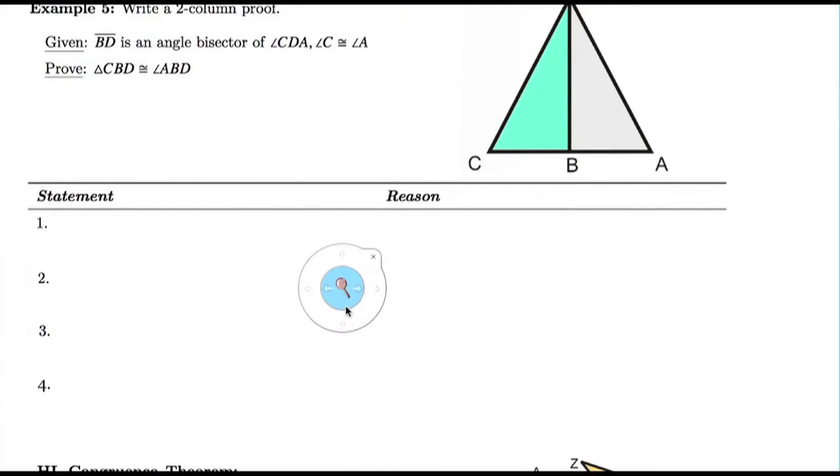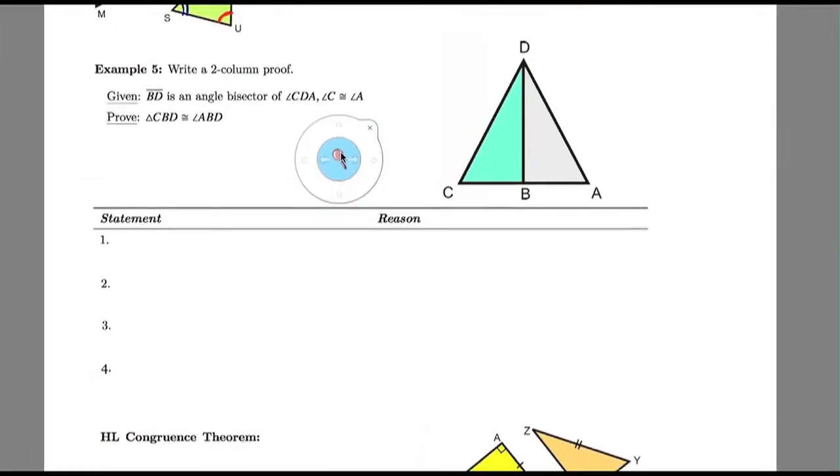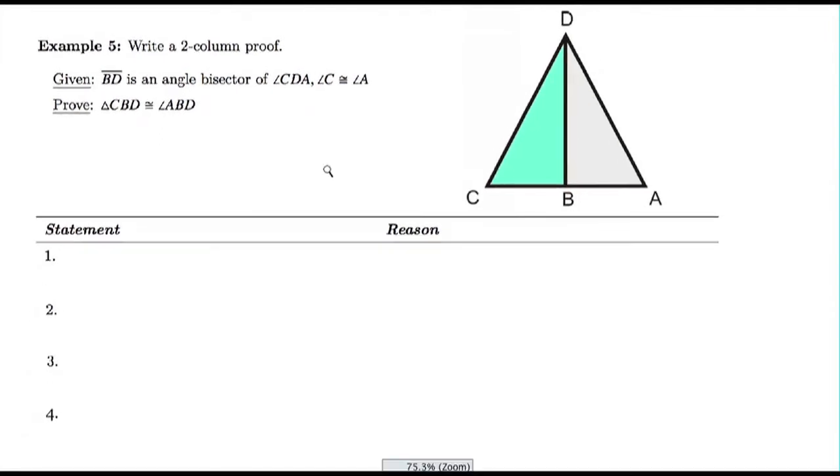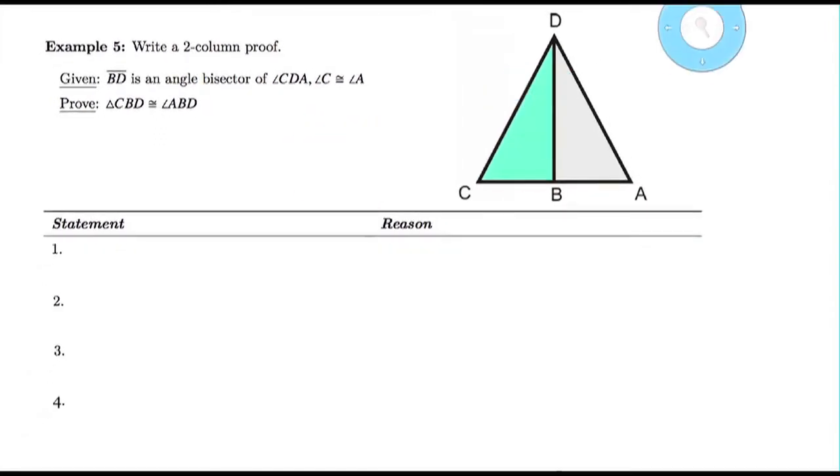All right, another proof here for example 5. We know that segment BD is an angle bisector of angle CDA, and angle C is congruent to angle A. And we want to prove that triangle CBD is congruent to triangle ABD. So let me fix this as triangle ABD in the proof here.